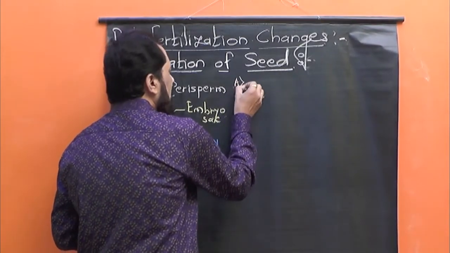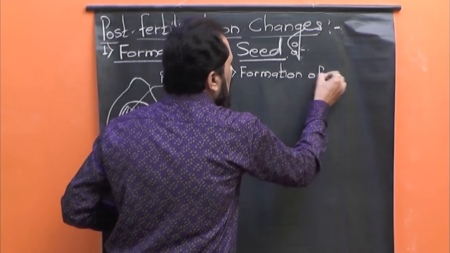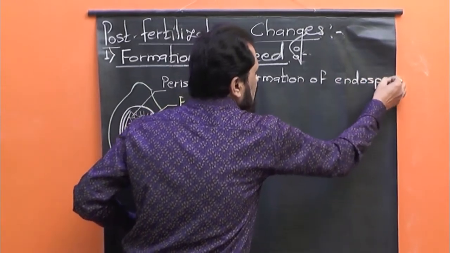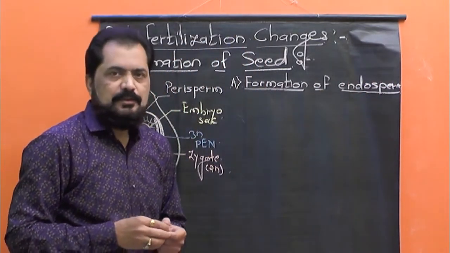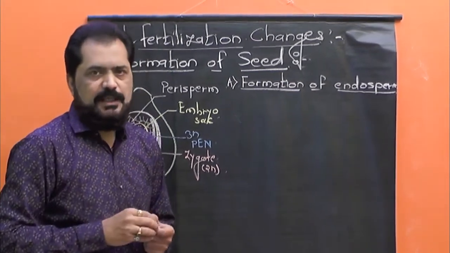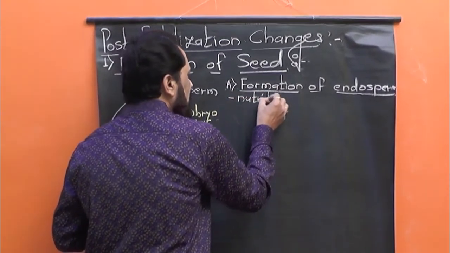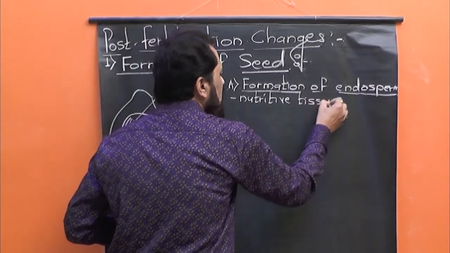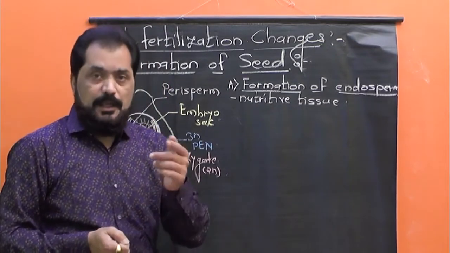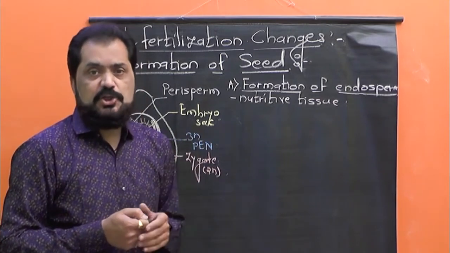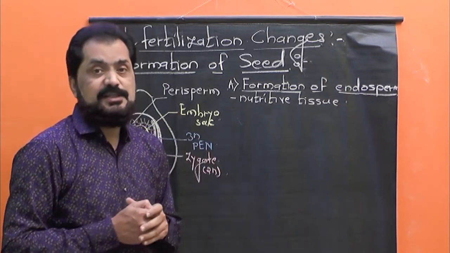The first change is formation of endosperm. Endosperm is nothing but the food-laden tissue, or we can say it is the nutritive tissue. This endosperm provides nourishment to the developing embryo, as well as it provides nourishment to the young seedling during the process of seed germination.